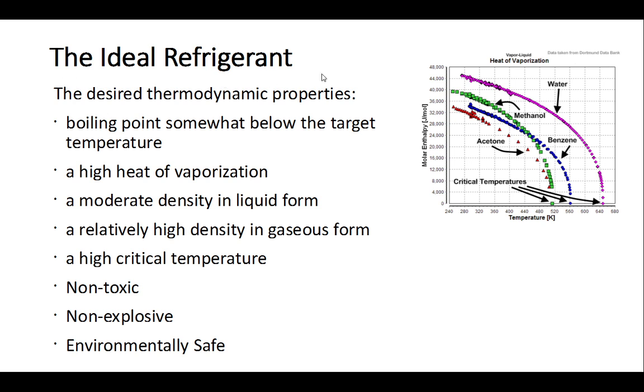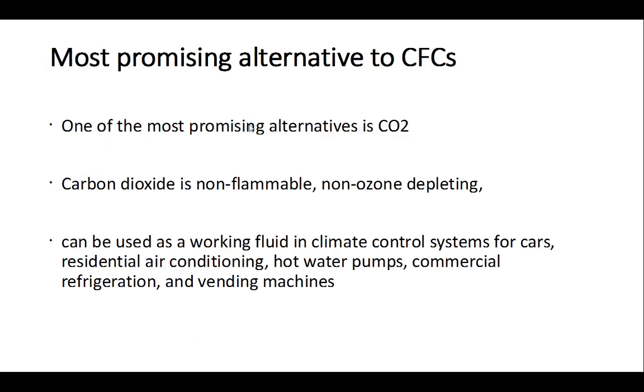The ideal refrigerant needs to have a boiling point that is somewhat below the target temperature. It's got a high heat of vaporization, a moderate density in liquid form, relatively high density in gaseous form, high critical temperature, should not be toxic, should not be explosive, and should be environmentally safe. The CFCs fit all of these apart from being environmentally safe, but when they came out, they didn't really realize what they were doing. And so CFCs have been replaced now.